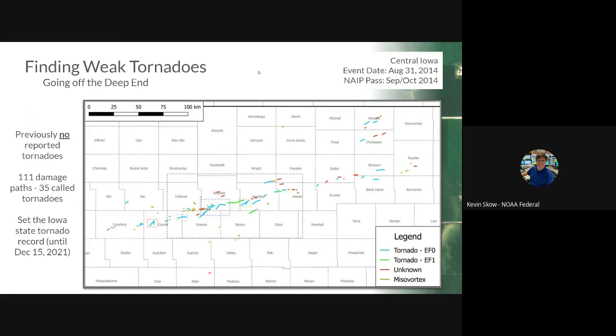And we ended up, after months of analysis, counting 111 circulation damage tracks. We weren't going to call all 111 tornadoes. That would be, oh wow, quite something. But we still eventually called 35 of them tornadoes, which set the Iowa state tornado record up until December 15th, 2021. So we had a record tornado event that no one knew existed. That's really opening Pandora's box for looking at this data and trying to figure out what actually happened after an event.